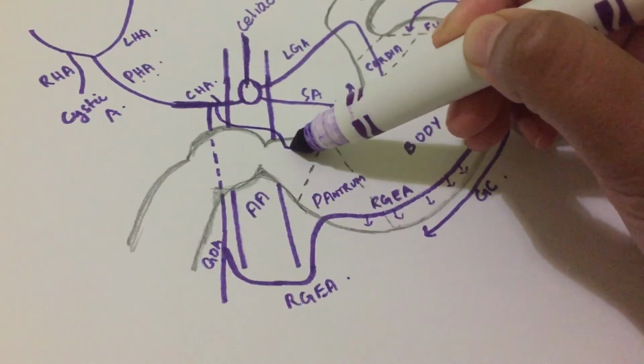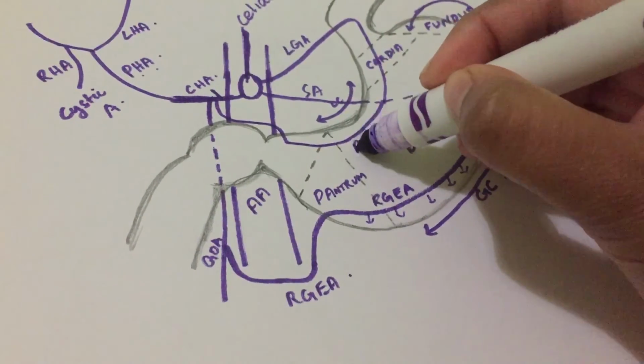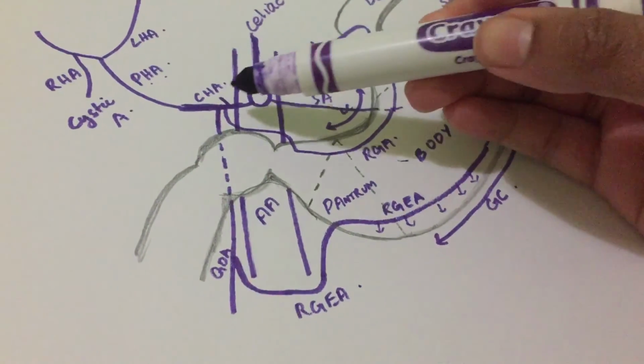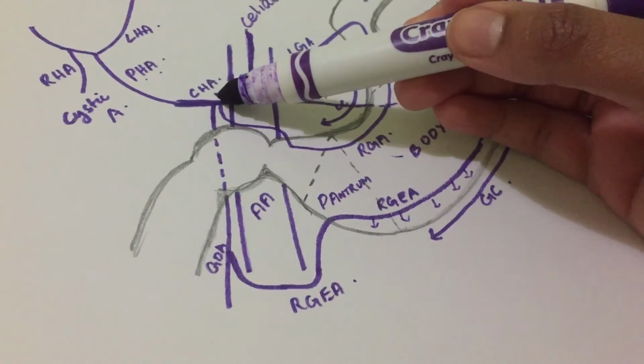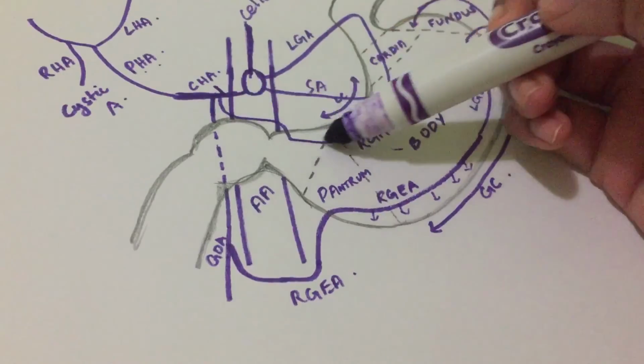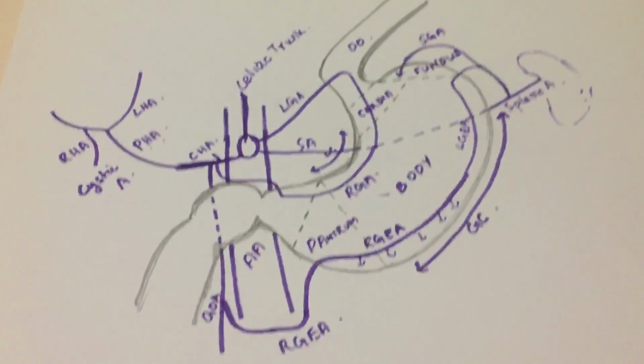The common hepatic artery gives off the gastroduodenal artery and it gives off branches here: the right gastric artery. So the common hepatic artery gives the branches proper hepatic, gastroduodenal and the right gastric artery, and this is the splenic artery. So this is the schematic representation.